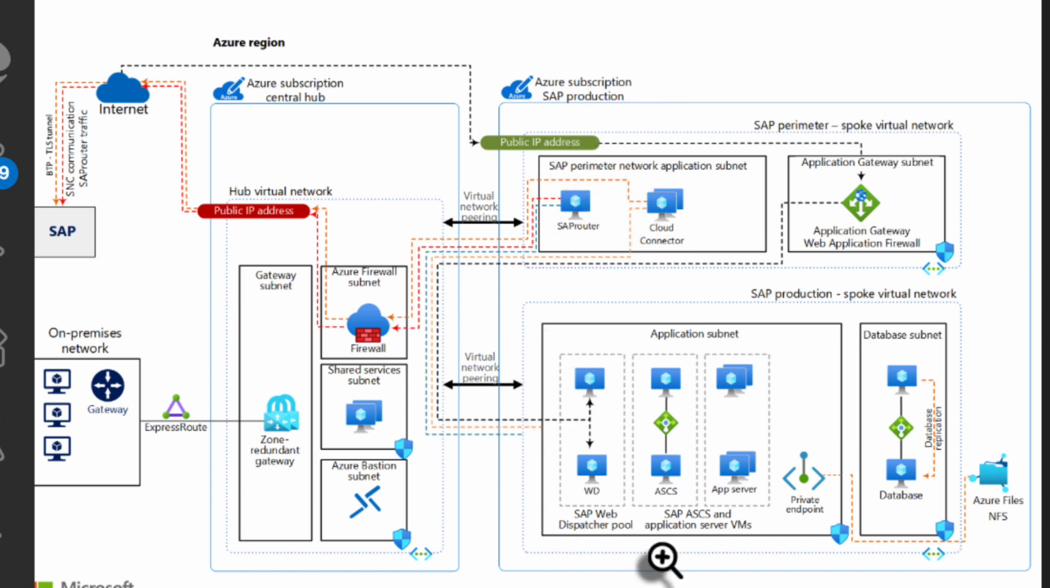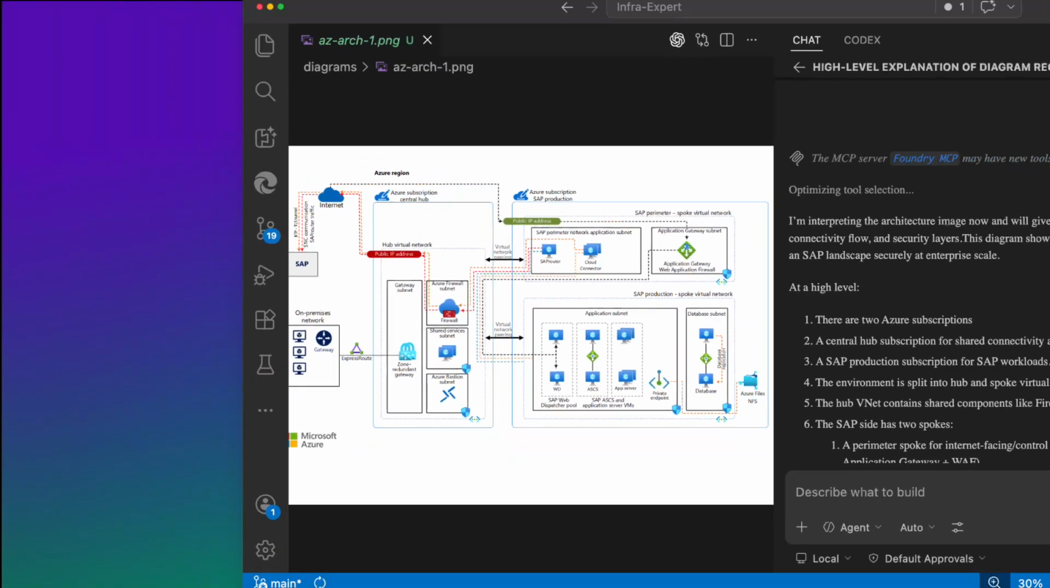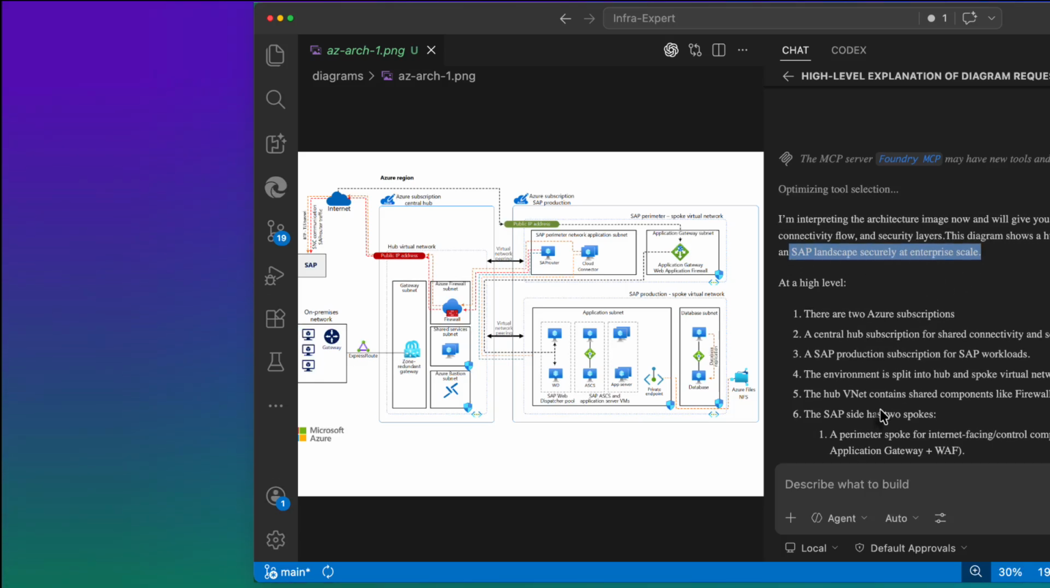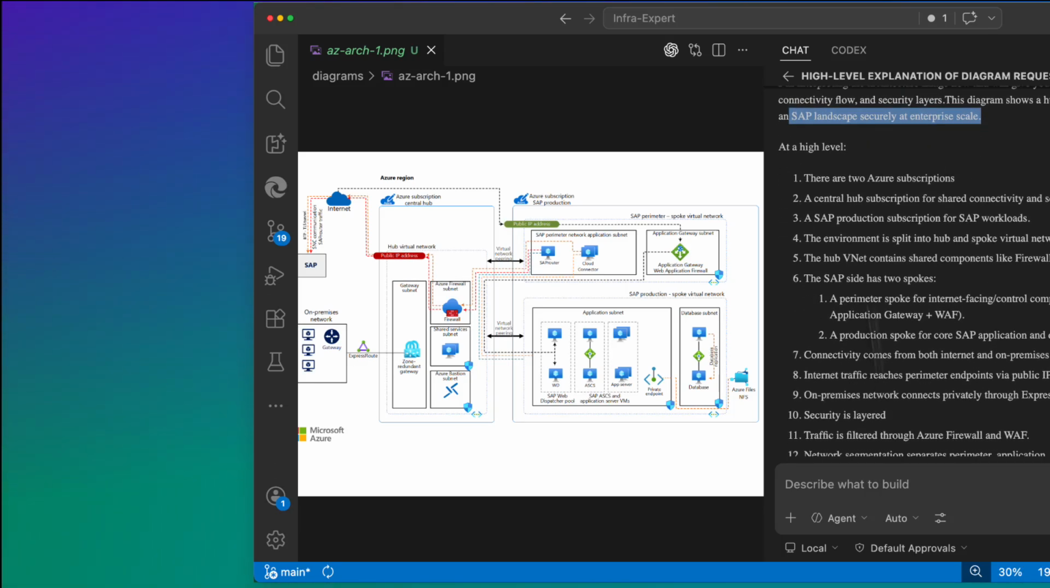Now, Copilot provides a detailed breakdown of the SAP landscape, including how the deployment is structured within Azure. This gives us a much clearer understanding of the complete architecture and its components. Look at another example to see how Copilot can explain different architecture diagrams.